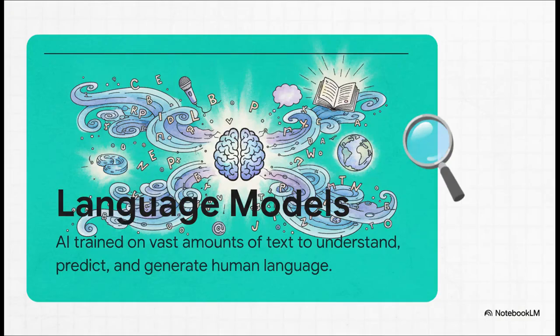So if you've ever used a chatbot or seen your phone try to finish your sentences for you, you've interacted with a language model. Basically, it's an AI that has been fed a giant library of pretty much the entire internet, all the books, all the websites, to learn the patterns of how we talk and write. Its main job is actually pretty simple: predict the next word. But by doing that over and over, it can hold a conversation or write an entire article.